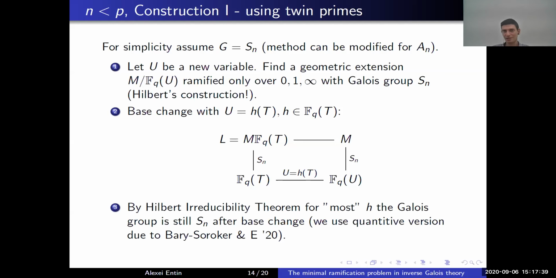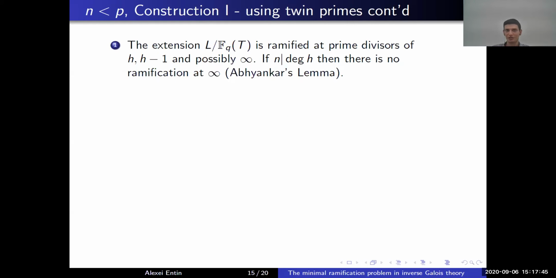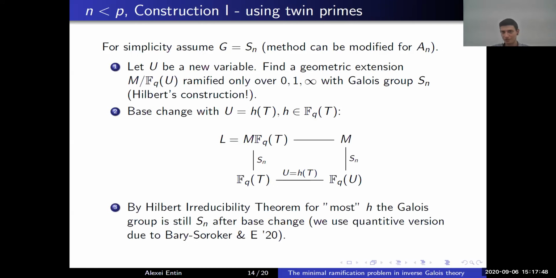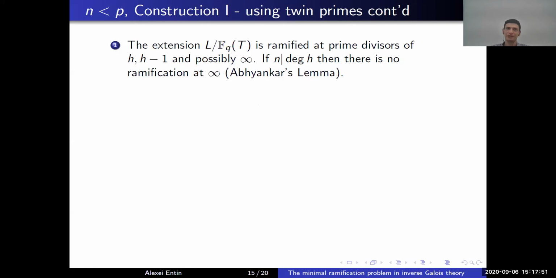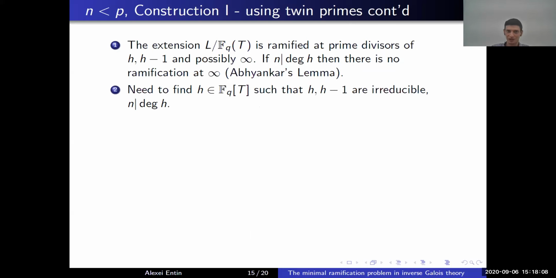So we get an S_n extension, but where is it ramified? It will be ramified over h and h minus 1 and possibly infinity. Okay, so when we base change this 0, 1, and infinity, we get this new ramification locus. And if n divides the degree of h, then actually the ramification at infinity disappears. So this is known as Abhyankar's lemma. And we are left with the divisors of h and h minus 1. So what we want to get just 2 ramified primes is to make sure that h and h minus 1 are irreducible and the degree of h is divisible by n.